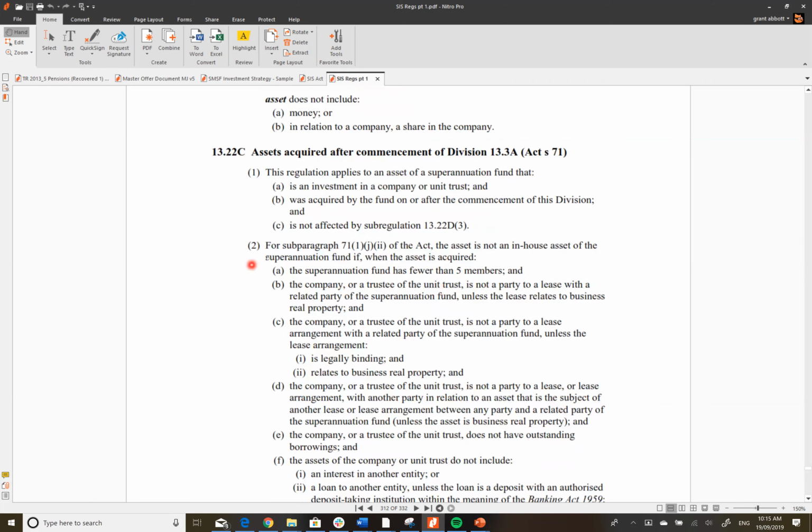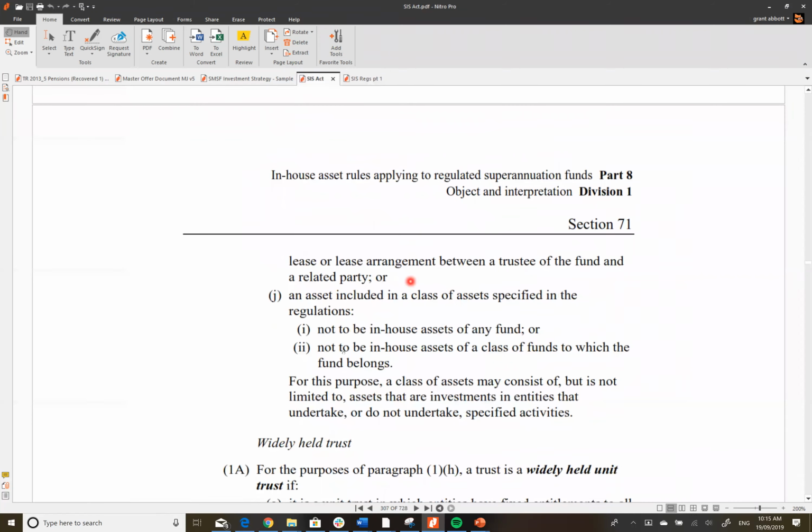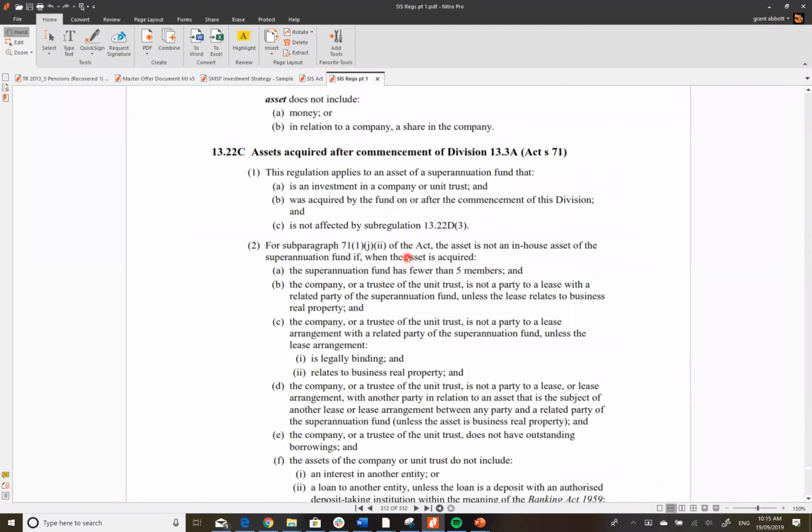So can you see the link here? Two, for subparagraph 71.1J2 of the Act, which is there, it's not to be an in-house asset of a class of funds. So this is the Commissioner's thing. The asset is not an in-house asset of the super fund if, when the asset is acquired, the super fund has fewer than five members. So it's specifically excluded for SMSFs. So this is a specific exclusion.